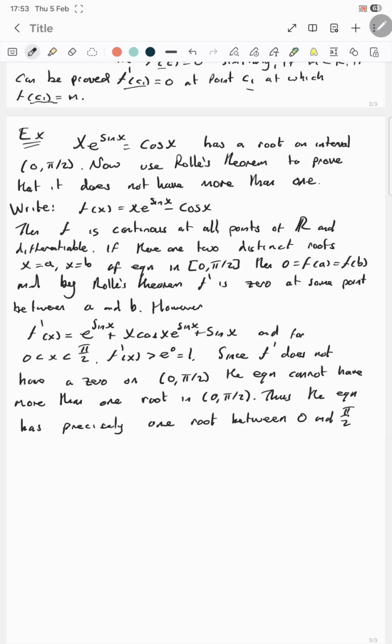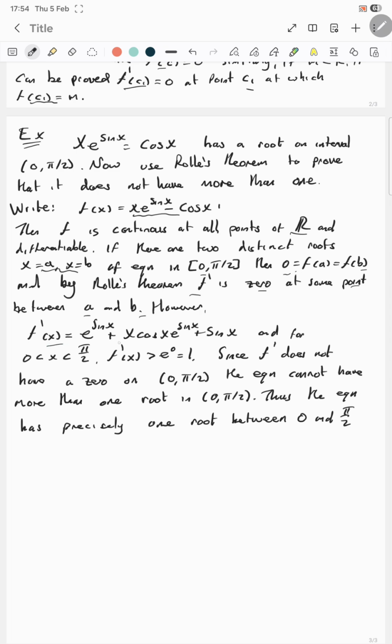An example: x e to the sine of x equals cosine x has a root on the interval 0 to pi over 2. Now, we use Rolle's theorem to prove that it does not have more than one. We'll write f(x) equals the function here, as we're subtracting cosine and putting it on that side. Then f is continuous on all of the reals and differentiable. If there are two distinct roots, x equals a and x equals b, of the equation in the region 0 to pi over 2, then 0 equals f(a) equals f(b). And by Rolle's theorem, f prime is 0 at some point between a and b.